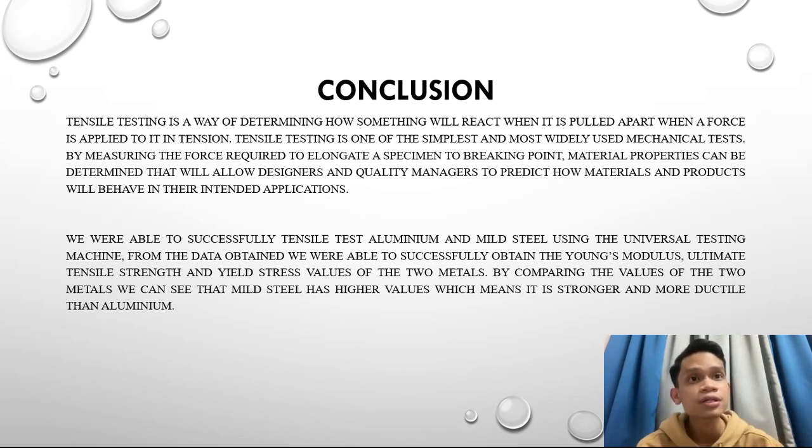We were able to successfully perform tensile testing on aluminium and mild steel using the universal testing machine. From the data obtained, we were able to successfully obtain the Young's modulus, ultimate tensile strength and yield stress values of the two metals. By comparing the values of the two metals, we can see that mild steel has higher values, which means it is stronger and more ductile than aluminium.